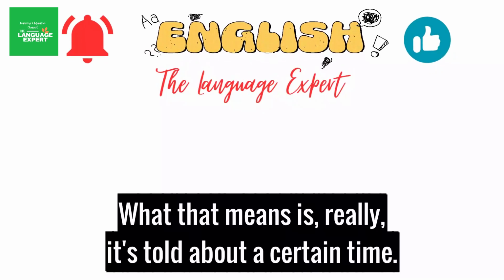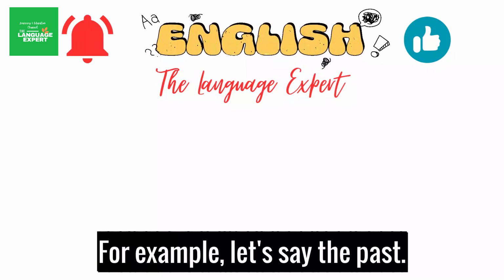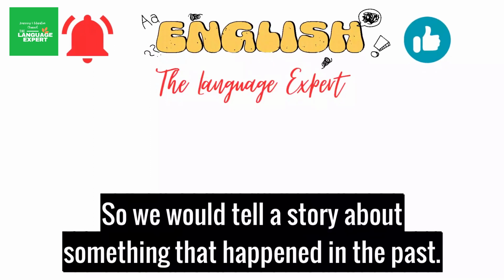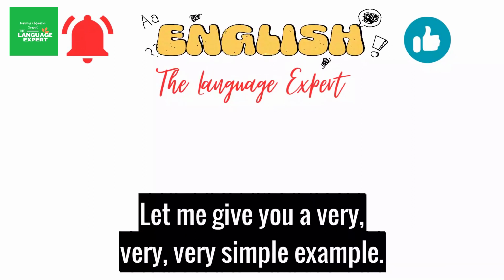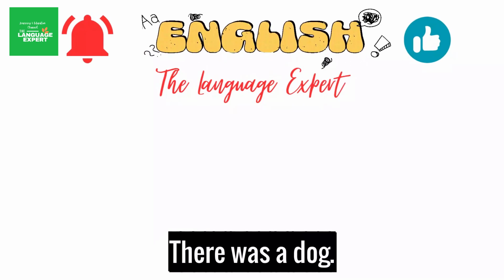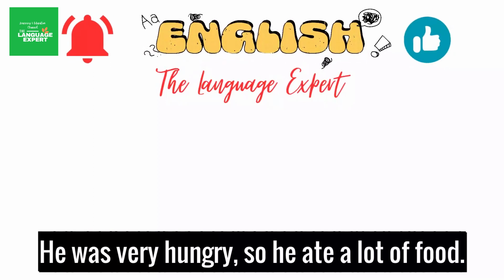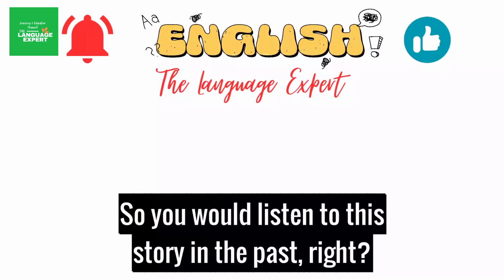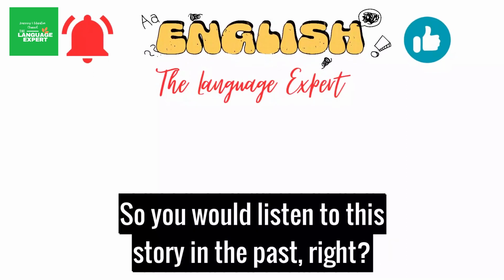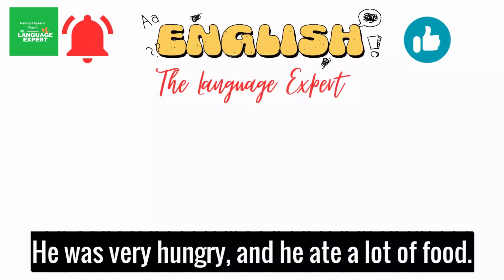What that means is really it's told about a certain time. For example, let's say the past. So we would tell a story about something that happened in the past. Let me give you a very simple example. There was a dog. He was very hungry, so he ate a lot of food. That's not much of a story, but it's just an example, okay? So you would listen to this story in the past, right? Ten years ago, there was a dog. He was very hungry, and he ate a lot of food.